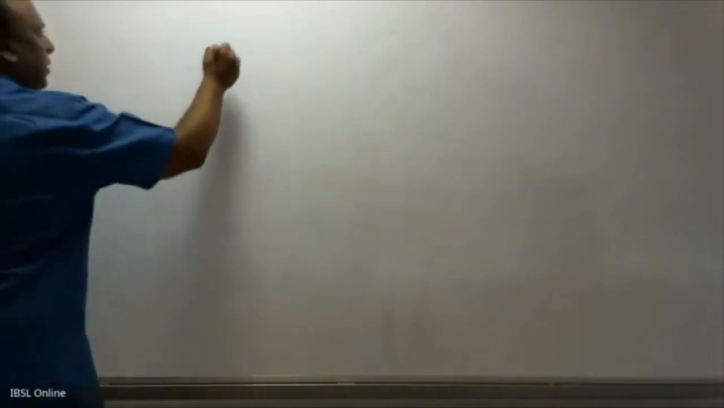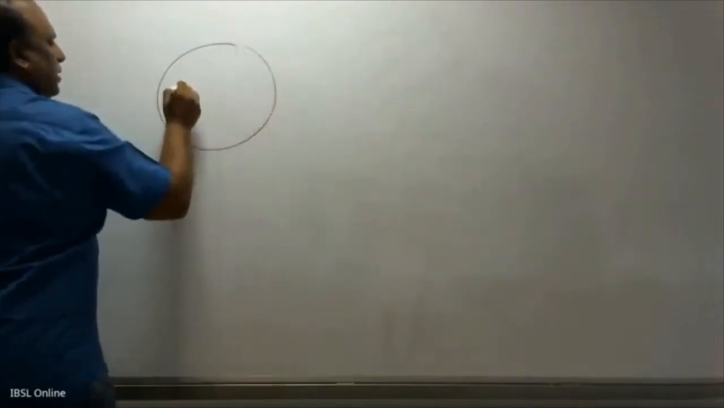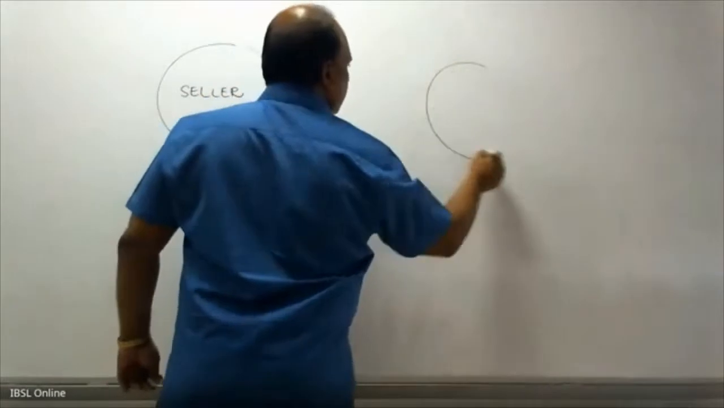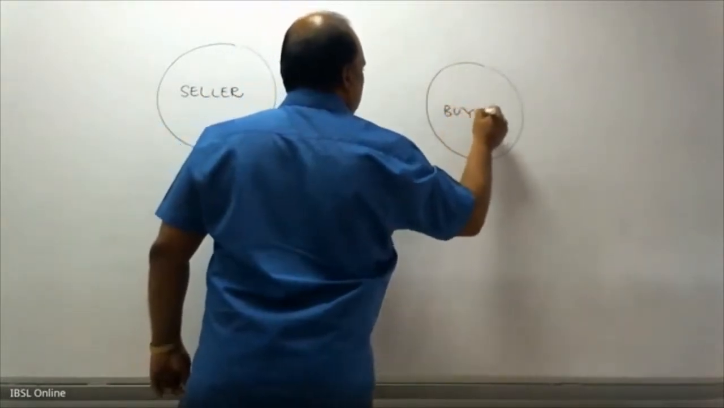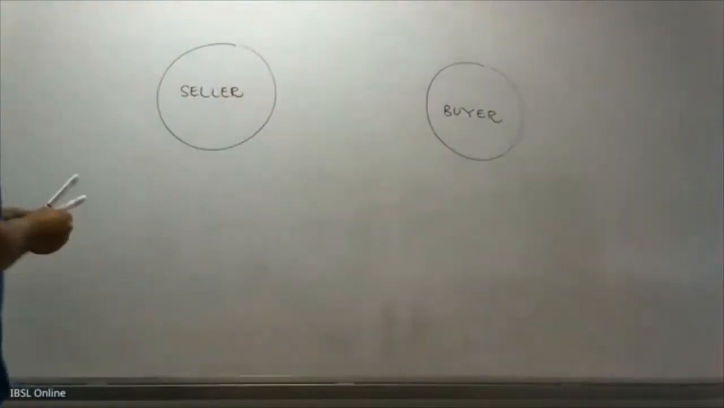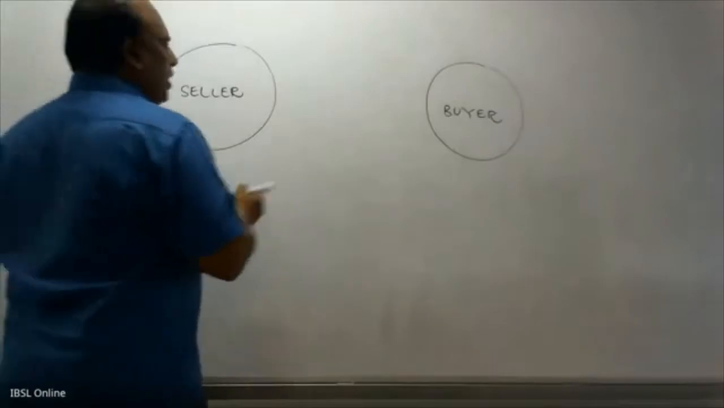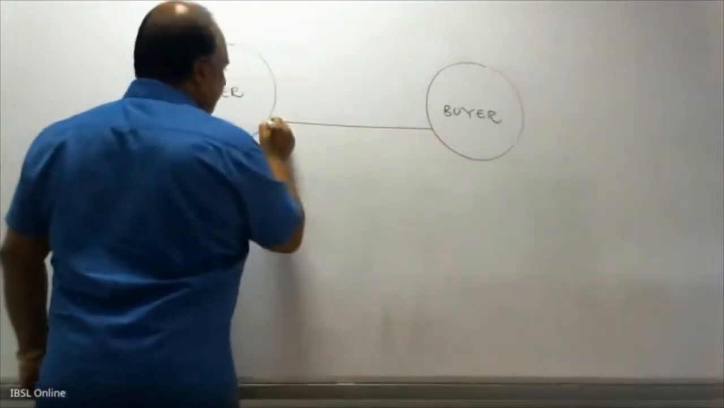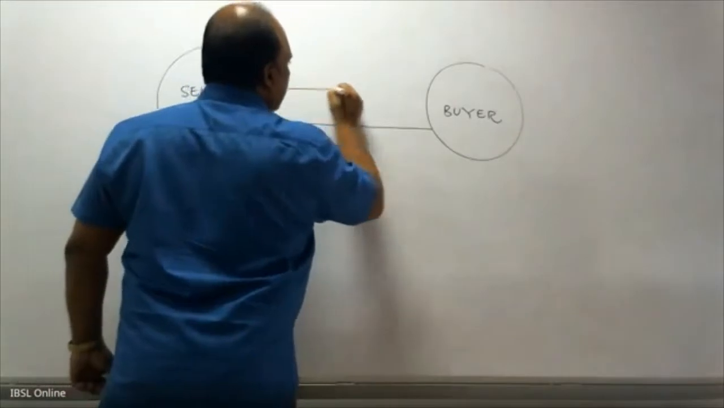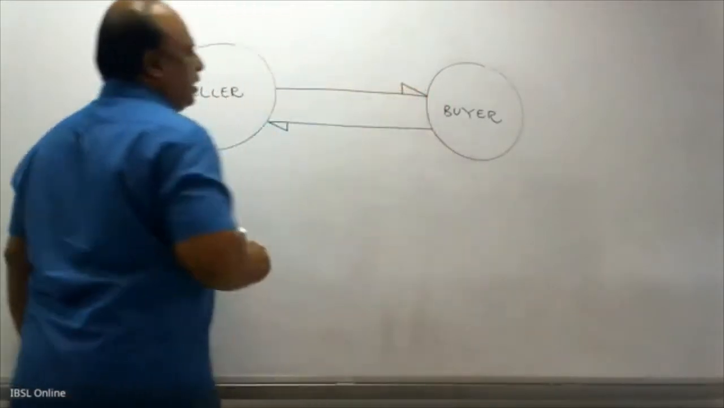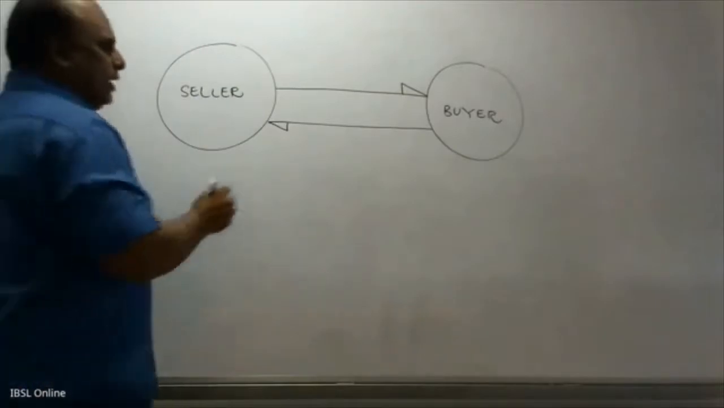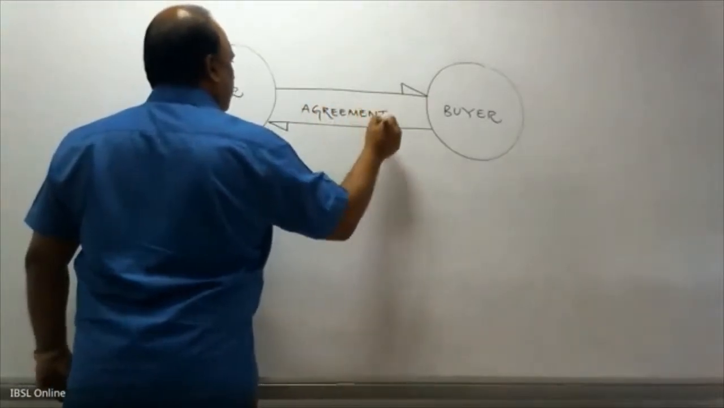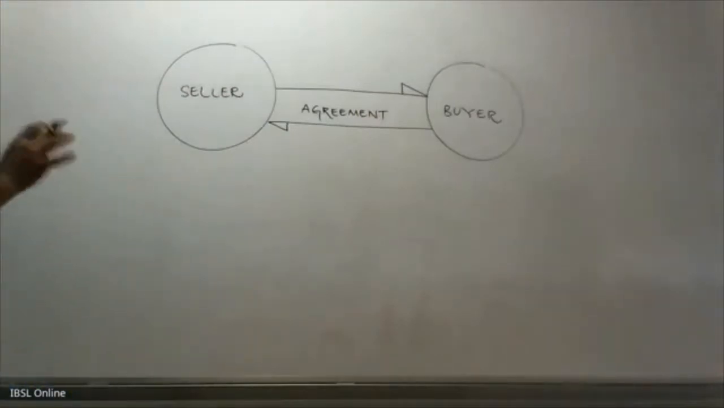Right. Now let's say there is a seller and there is a buyer. What is going to happen between these two parties? There is going to be an arrangement where the buyer agrees to purchase a good and the seller agrees to sell a product or a good. So basically there is an agreement. We are not looking at the cash transaction, we are looking at a credit transaction.